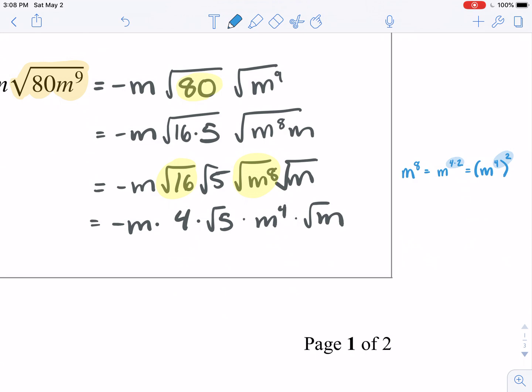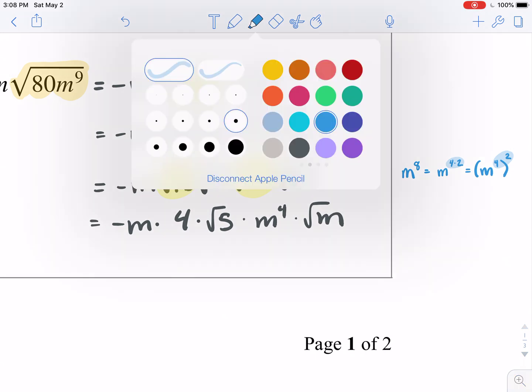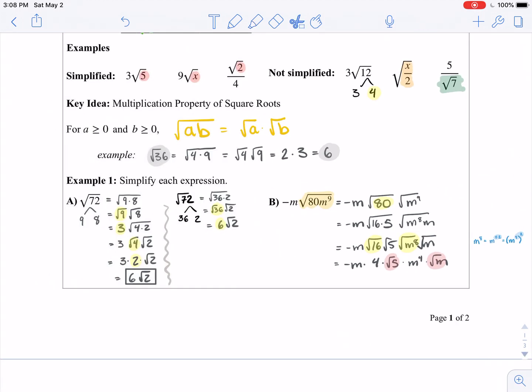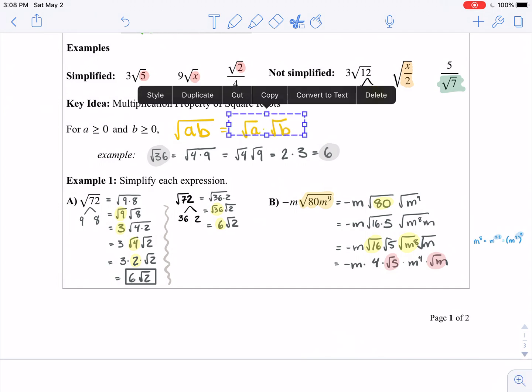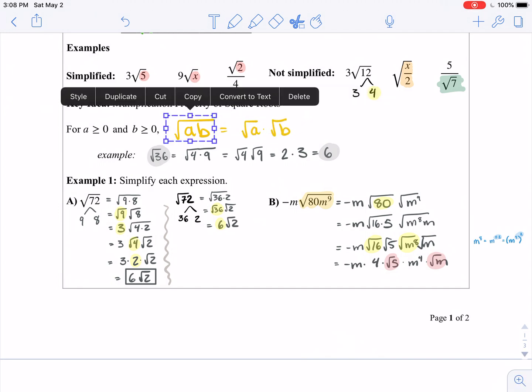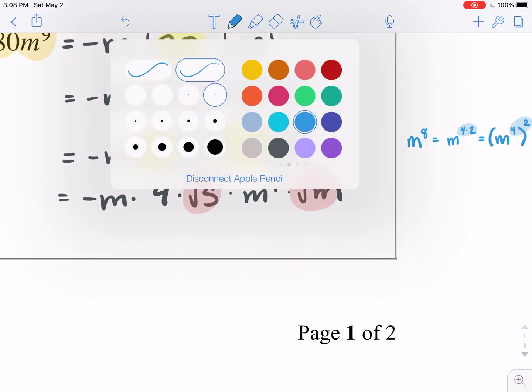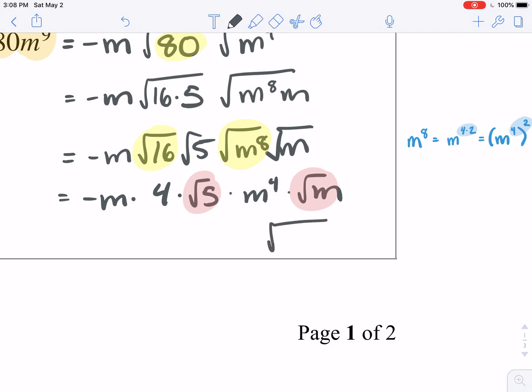Now we're almost there. I'm going to combine all of my radicals together by undoing our rule. Undoing my multiplication property of square roots, I can take two separate radicals and put them under the same radical. So I'm going to do that real quick by combining them as the square root of 5 times m. And that leaves me with negative 4m times m to the 4th power.